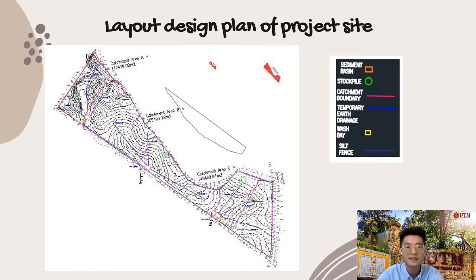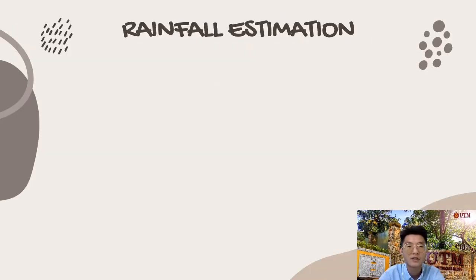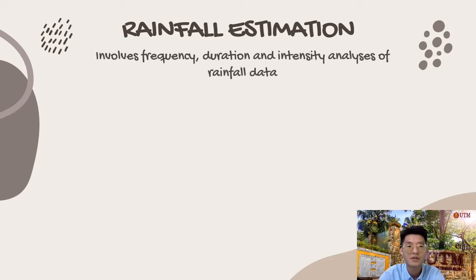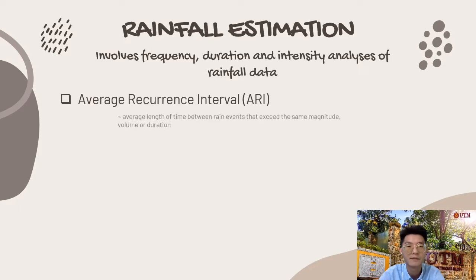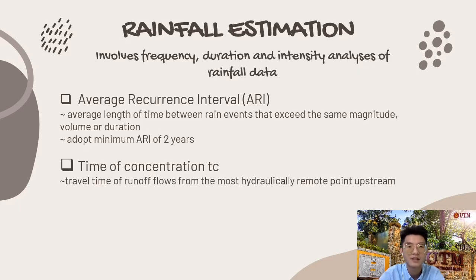Moreover, this is the layout design plan of the project site. We can determine catchment area A, B, and finally catchment area C. And now we are going to determine the rainfall estimation. It involves the frequency, duration, and intensity analysis of rainfall data. Basically, there are three features in this estimation.